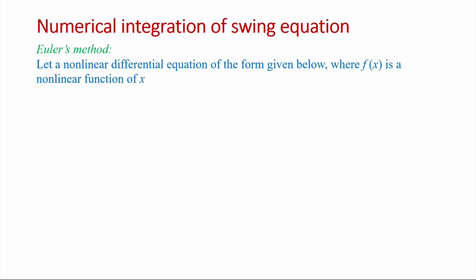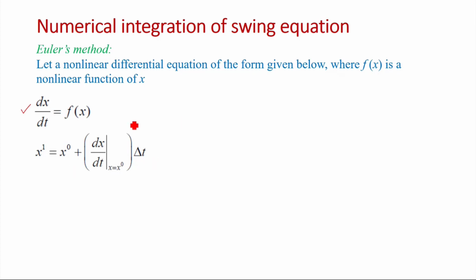Euler's method is used for the solution of a nonlinear differential equation, where f(x) is a nonlinear function of x. If the differential equation looks like dx by dt equal to f(x), then I can write x1 equal to x0 plus dx by dt evaluated at x equal to x0, into delta t.